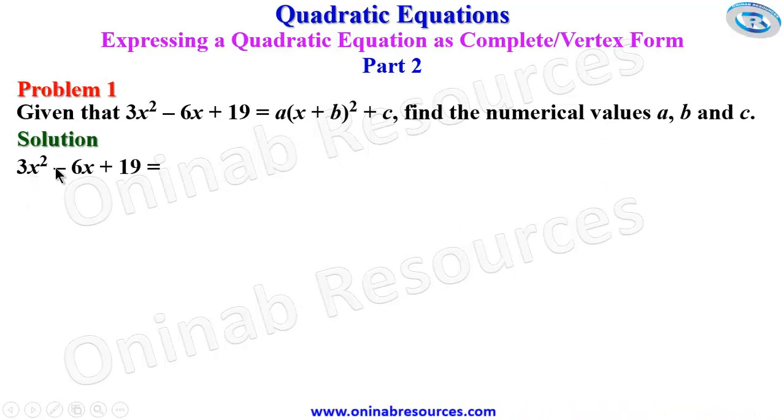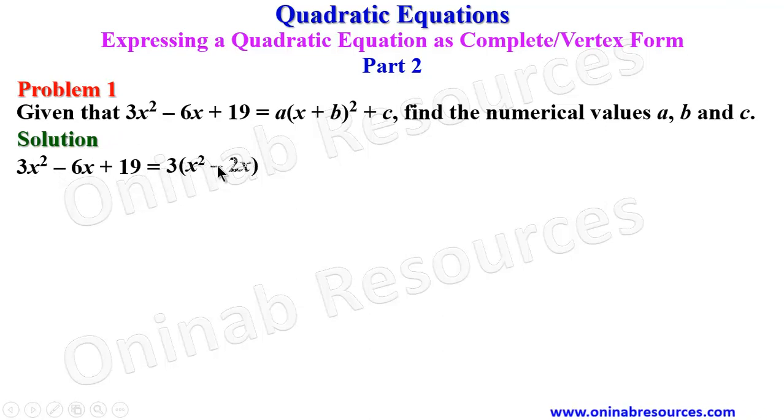We have 3x squared minus 6x plus 19. We're going to keep this constant value and concentrate on these algebraic terms. So what we do is we are going to factor out 3 since the coefficient of x squared is 3, which makes it different from the first part of this tutorial. In the first part, the coefficient of x squared is 1. So factoring out 3, we'll be left with x squared minus 2x in the bracket, then plus our 19.